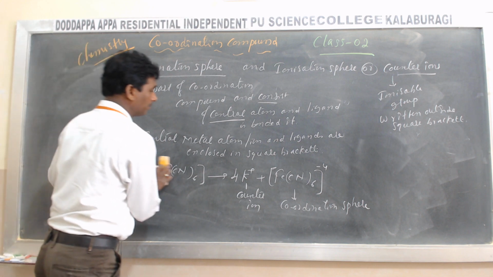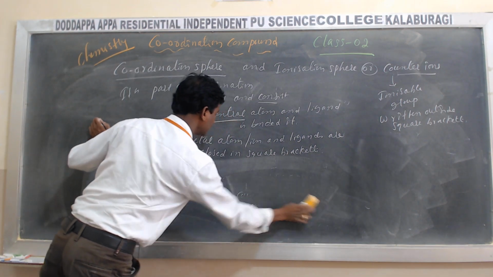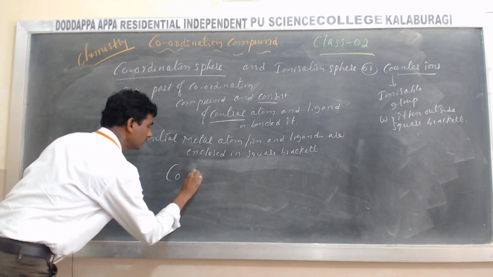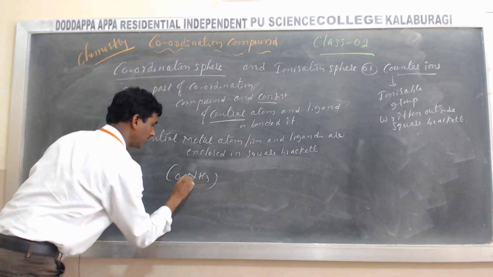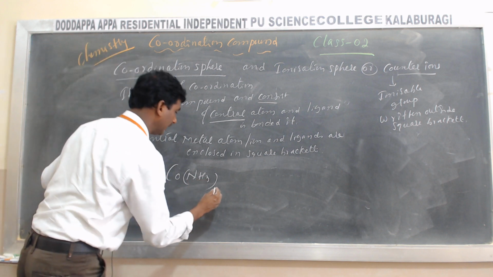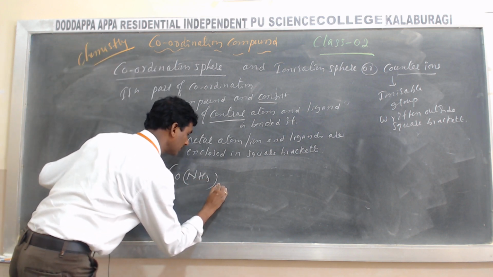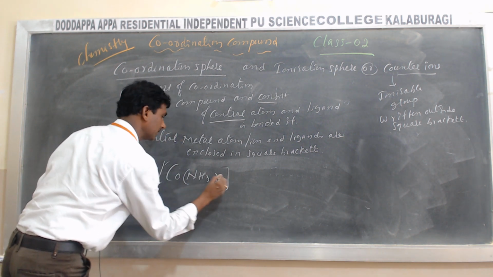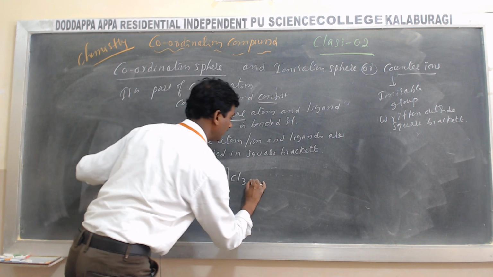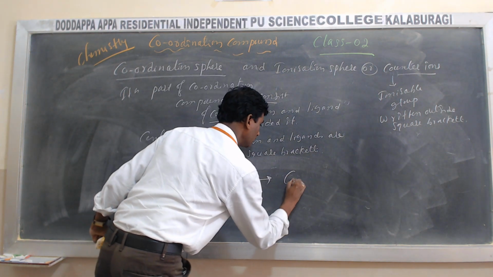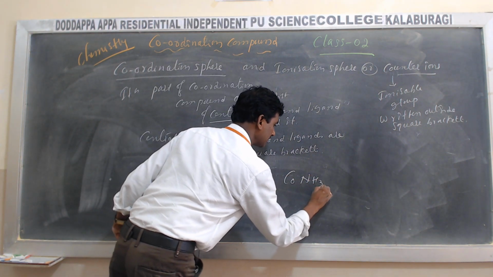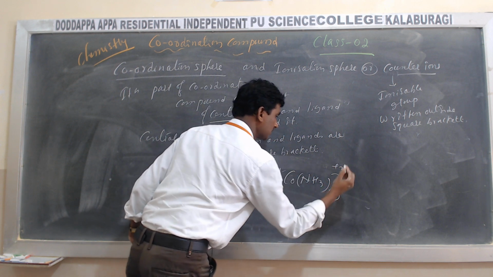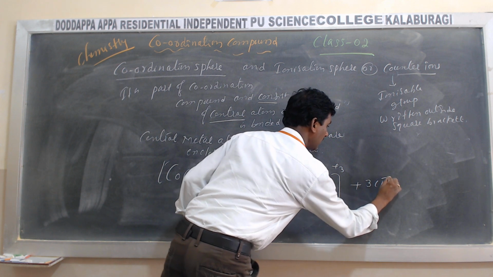Now the second example. This is the second example, cobalt. This is NH3, this is NH3 6, and next is Cl3. So now it dissociates. It gives Co, this is NH3, this is 6, plus 3Cl minus.